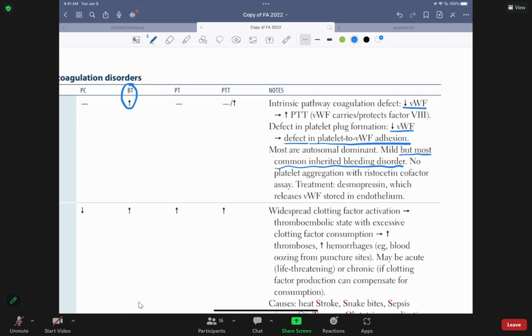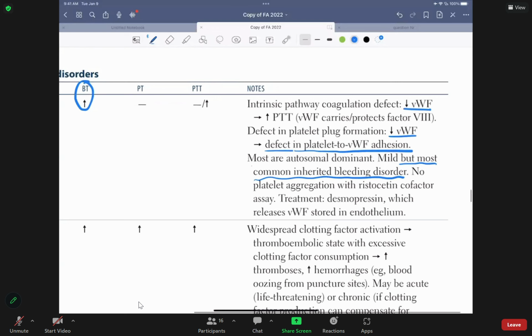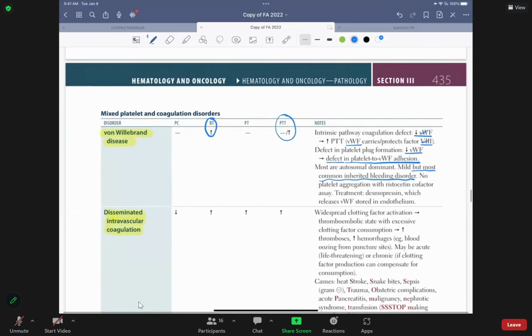Okay. Now, the second thing to learn: 50% of the time, the von Willebrand factor and the factor VIII both are carried together in the endothelial cells. So anytime you lose von Willebrand factor, you also lose factor VIII. Now, what is that factor VIII? Factor VIII belongs to PTT, so it's also an increase in PTT. Is everybody clear, folks? That's why it's a mixed clotting factor and platelet problem.